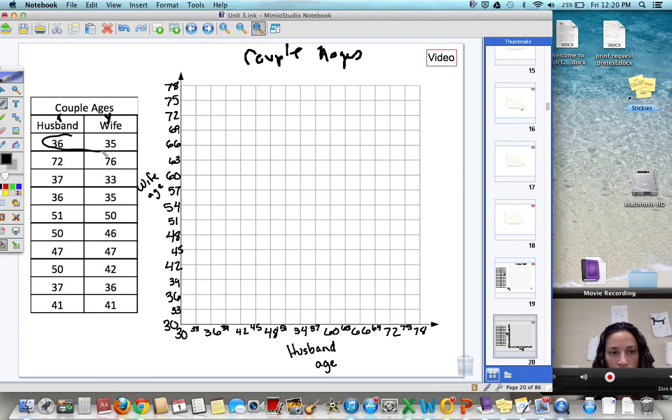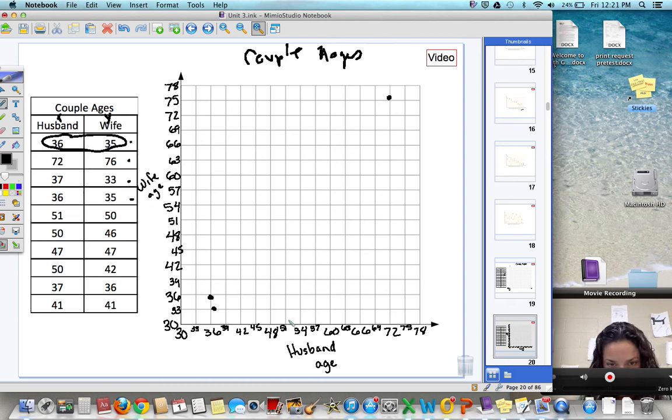So this is a point. Where X is 36, my Y is 35. So here's 36, there's 35. 72, 76. 72, 75. 76. 37, 33, so 36, there's 37, 33. 36, 35, 36. Oh, we have that again. I can't do anything about that. Sorry, I'm just marking the ones I've already done.